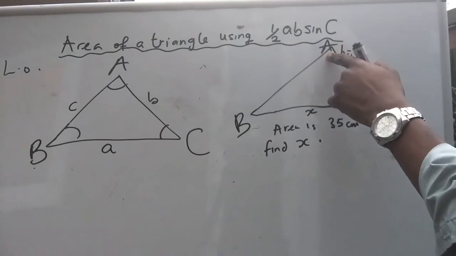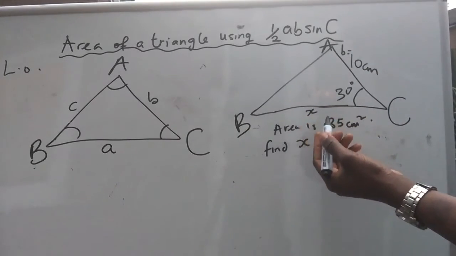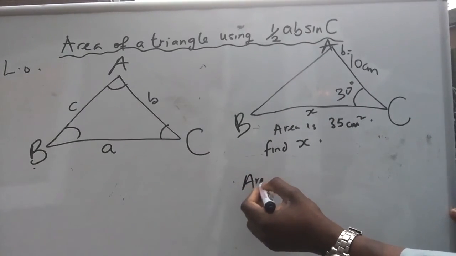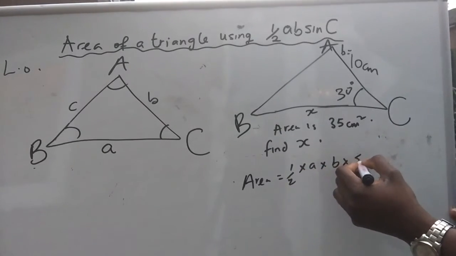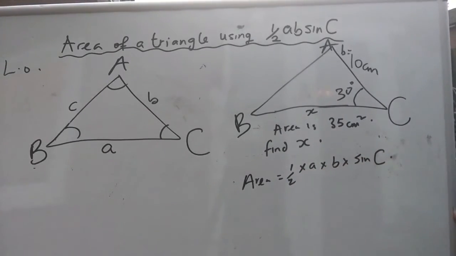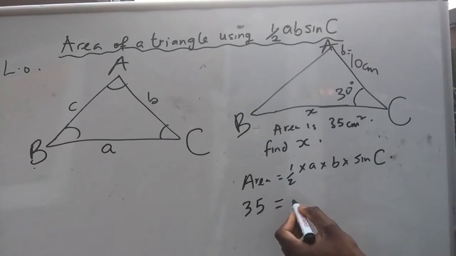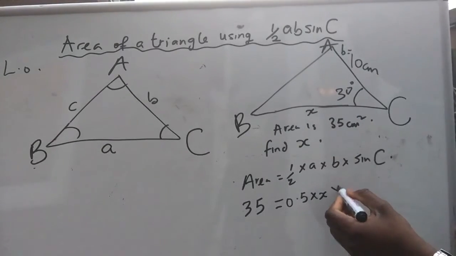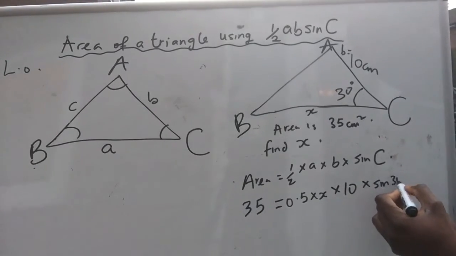Again, we are going to label. Well, this is big B, small b, big A. So small x is actually the small a, and that's what we are looking for. So we go straight into that formula. We know area equals half times A times B times sine C. So substitute what you have. Area is 35 equal to, well, I'm going to change this half to 0.5, times x, which is what we're looking for, times B is 10 centimeters, times sine 30.